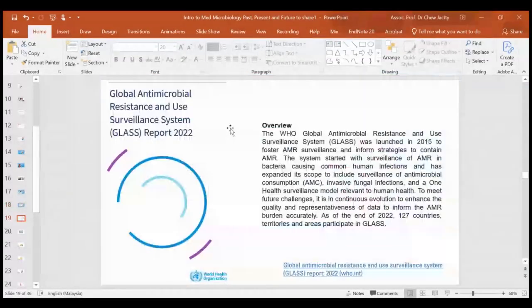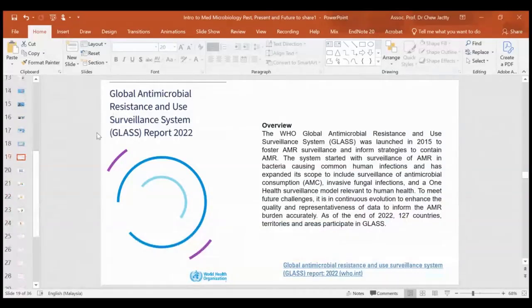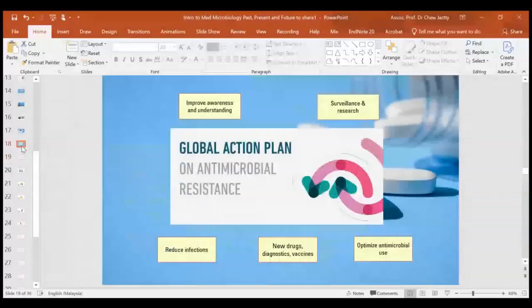So there are multiple things. I won't go into this in detail later on. I don't know whether you're too overloaded by now. There's also the Global Antimicrobial Resistance and Use Surveillance System, GLASS, report. This is a surveillance initiative that's targeting the second objective of the Global Action Plan that I mentioned just now, surveillance and research.